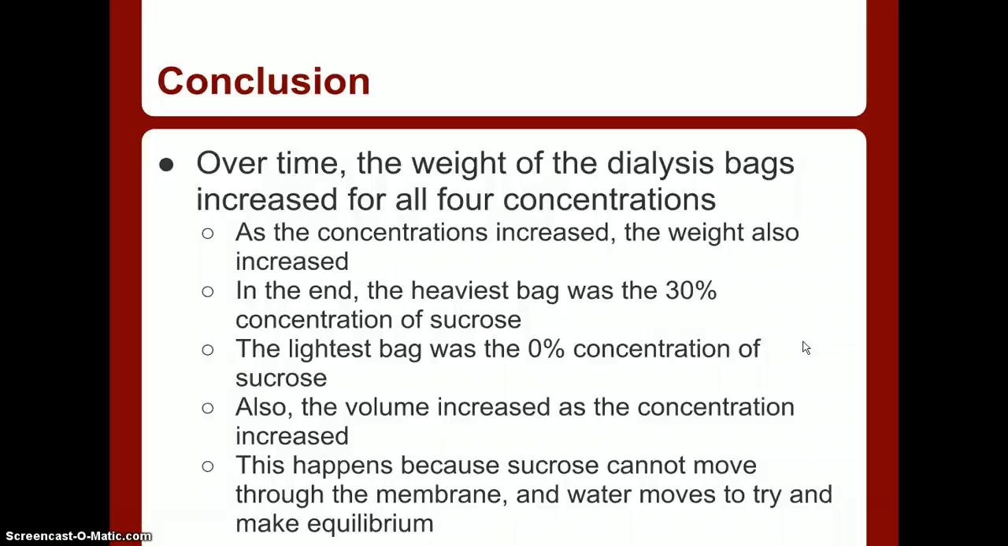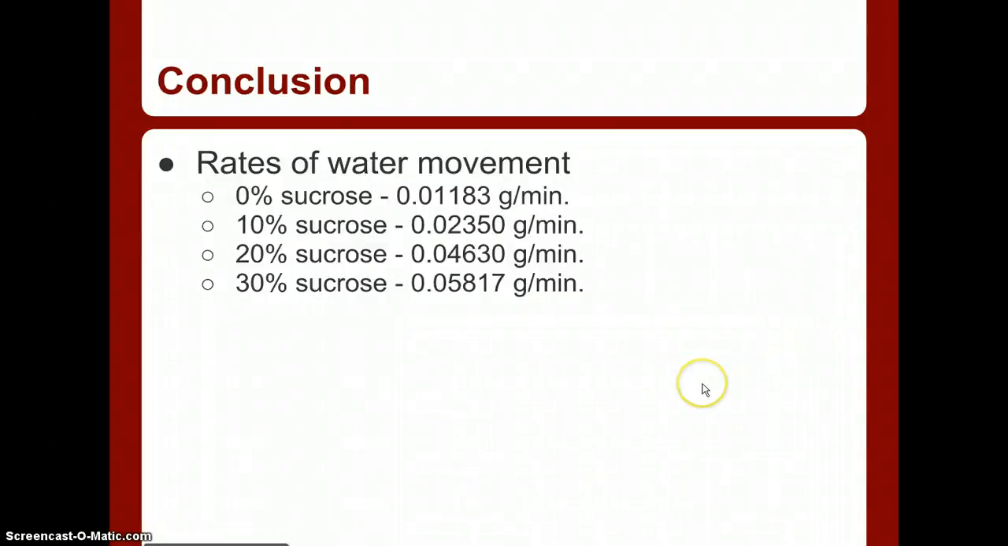And this happens because sucrose cannot move through the membrane, but water can. And water tries to create an equilibrium with the sucrose. The more sucrose, the more water you need to create an equilibrium. So the rates of water movement for the 0% sucrose concentration was around 0.01183 grams per minute. 10% was around 0.02350 grams per minute. 20% was around 0.04630 grams per minute. And 30% was 0.05817 grams per minute. As you can see, the trend is it was faster as the concentration was higher.